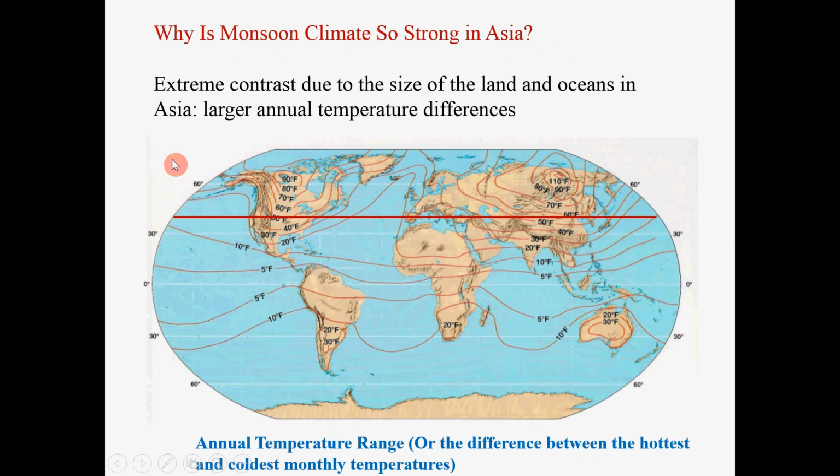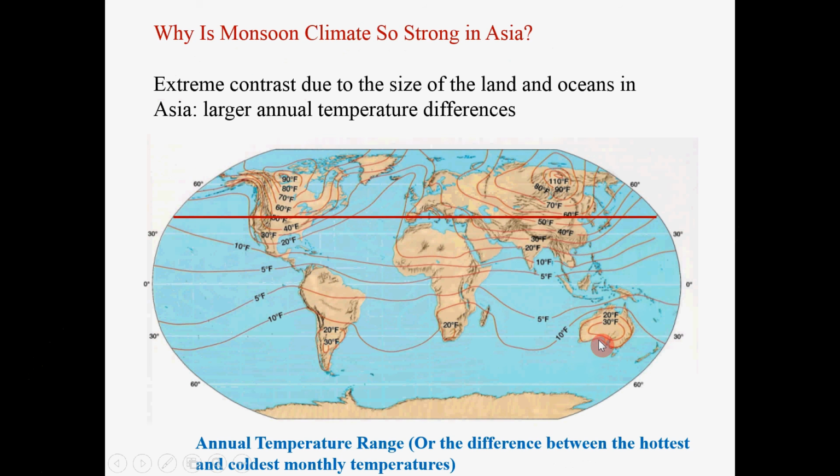Why is the monsoon climate so strong in Asia? We have talked about the contributing factors to the monsoon climate. We talked about the land and ocean. Now, in Asia, the Eurasian continent is the largest landmass. The Pacific Ocean is the largest ocean along with the Indian Ocean.